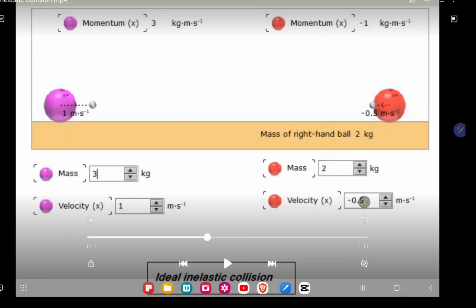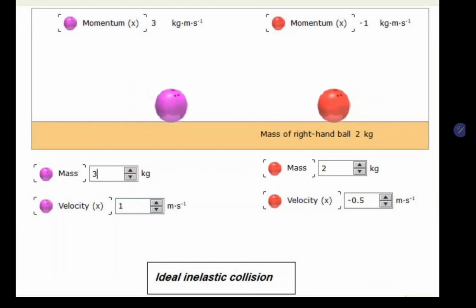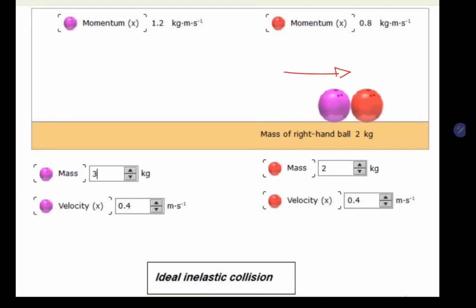Now in this model, we have two balls with different masses. The mass of this one is 3 kilograms, and the mass of this one is 2 kilograms. The velocity of this one is 1 meter per second, and the velocity of this one is minus 0.5 meter per second. Look at what's going to happen here. After the collision, both balls will move in the same direction as the one with the larger momentum.